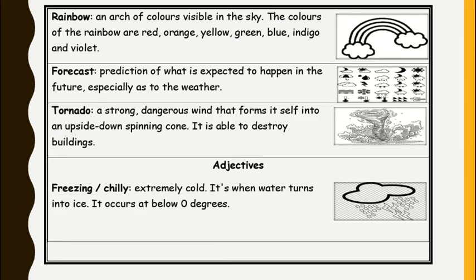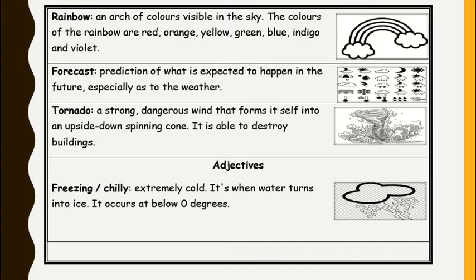Next, rainbow. Rainbow is an arch of colors visible in the sky. The colors of the rainbow are red, orange, yellow, green, blue, indigo, and violet. And rainbow, of course, a lot of you have seen rainbow in the winter, and it happens after there is rain and then the sun comes up. You can see the rainbow in the sky.